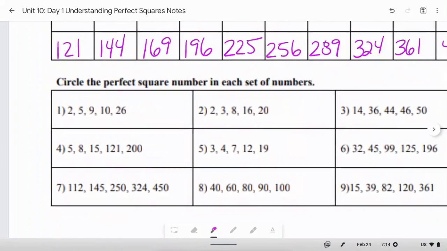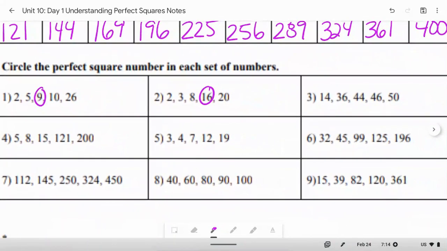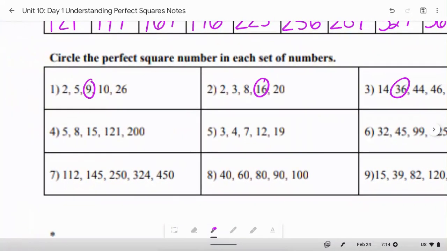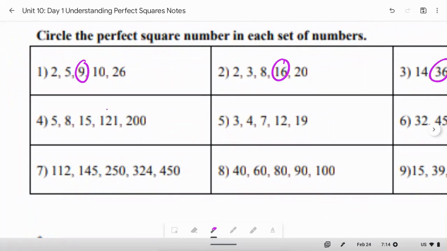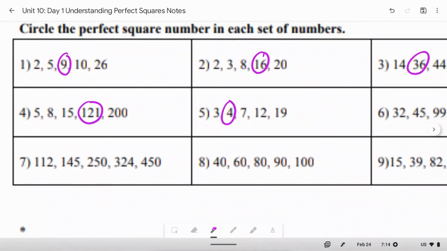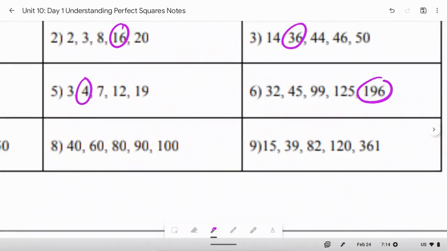So in number 1, the only number here that's a perfect square number is 9, because that's 3 squared. In number 2, the only perfect square number is 16, since that's 4 squared. In number 3, the perfect square number is 36, since that's 6 squared. Number 4, the perfect square number is 121, since that's 11 squared. In number 5, the perfect square number is 4, since that's 2 squared. In number 6, the perfect square number is 196, because that's 14 squared.